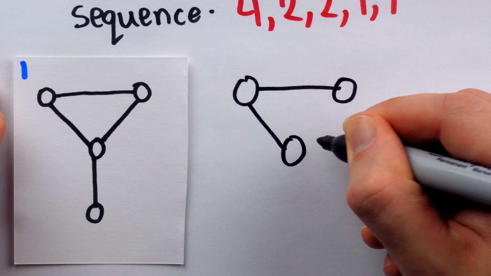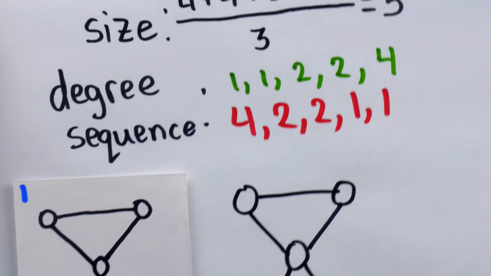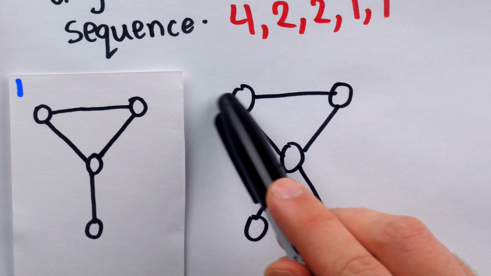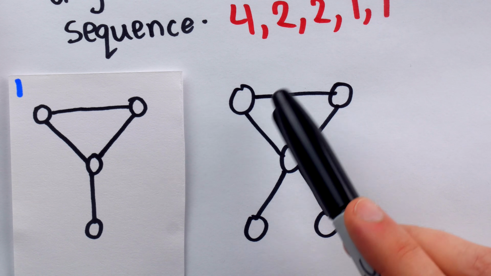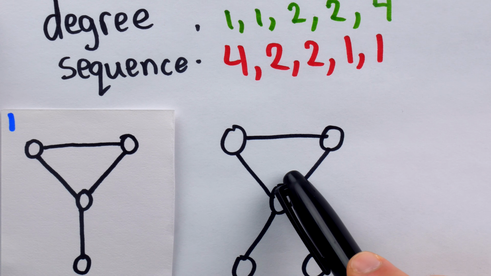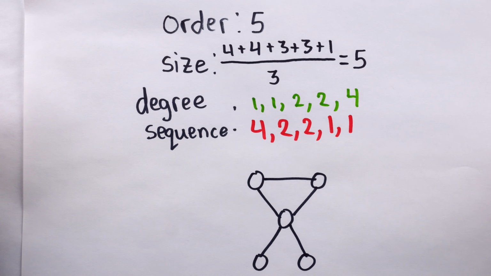The mystery graph looks exactly like this. You can see that this graph satisfies all of the properties we've so far deduced. It has 5 vertices, 1, 2, 3, 4, 5. 5 edges, 1, 2, 3, 4, 5. And what is its degree sequence? It's 4, 2, 2, 1, 1. From here, a natural question follows.